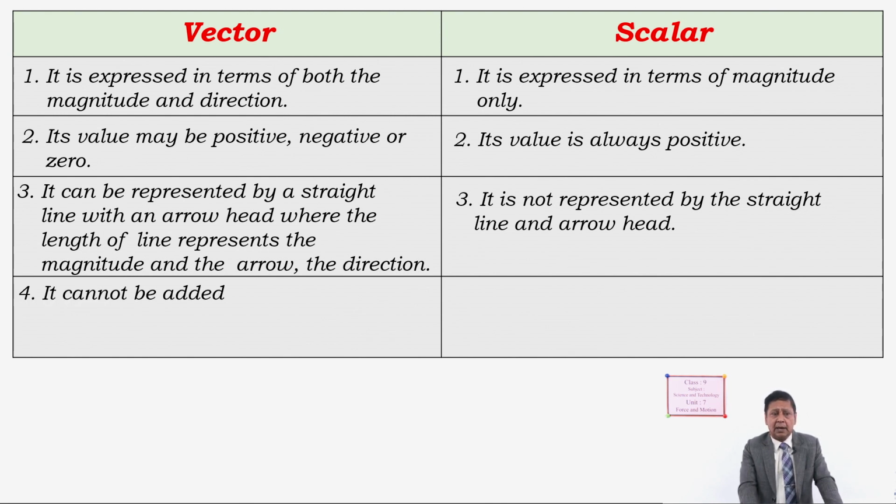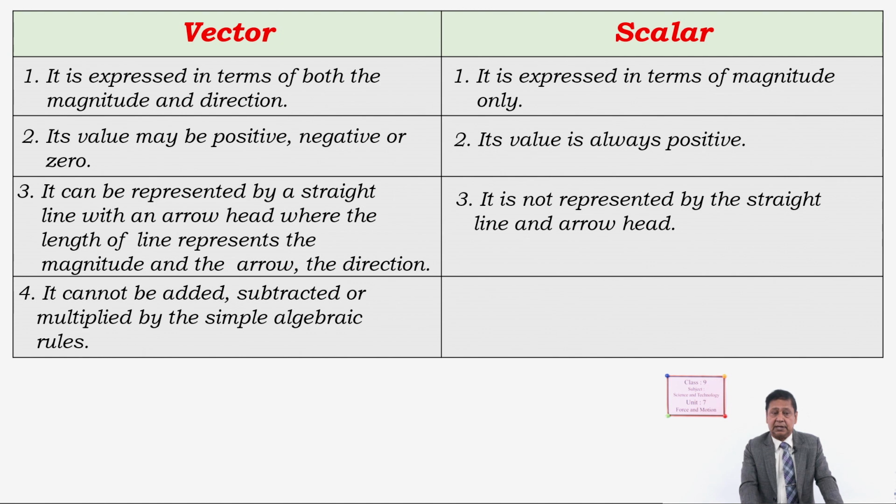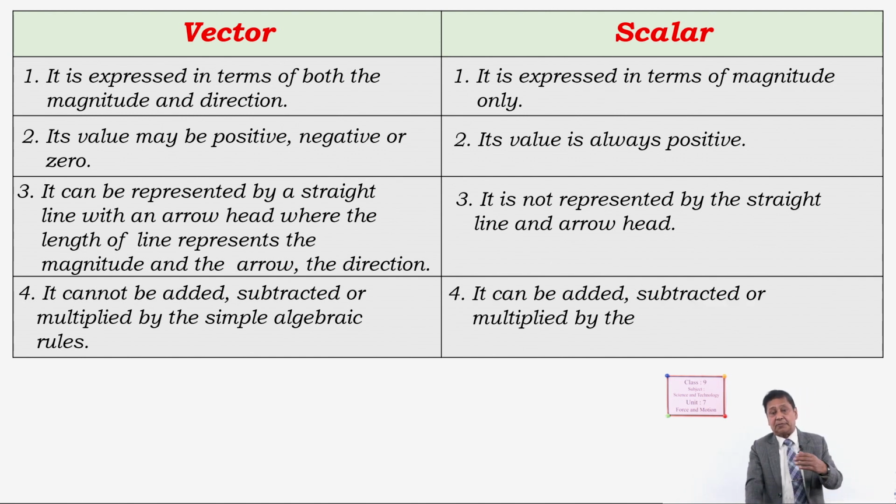Now another one, a vector cannot be added, subtracted or multiplied by the simple algebraical rules. Just before this, I told you about displacement. 3 meter distance is covered to the right hand side and 4 meter distance is covered in the upward direction. Now we cannot say that displacement is 7 meter because simple algebraical method cannot give the resultant displacement.